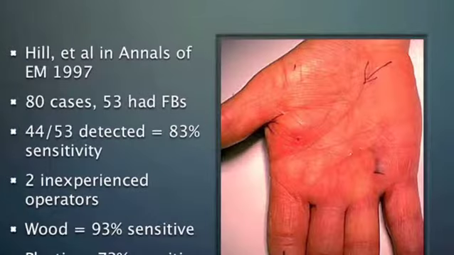Then Hill looked at this in the Annals of Emergency Medicine, with 80 cases of patients who came in, and 53 of them had foreign bodies. In fact, ultrasound was able to detect 44 of the 53 foreign bodies, with 83% sensitivity. And these were operators who described themselves as inexperienced. Not surprisingly, wood had very high sensitivity. Plastic, in this case, had 73% sensitivity.